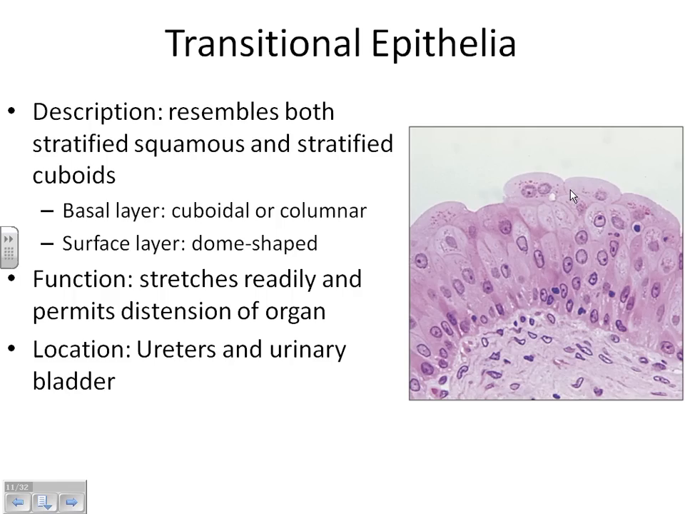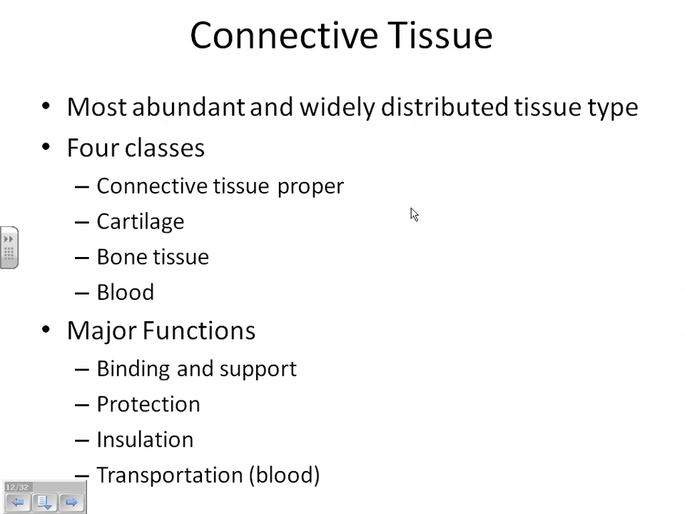You will learn in A&P 2, absolutely nothing happens to your urine when it's in your bladder. It's just sitting there. Okay? All these cells are doing is stretching to hold the area. Okay? All right. So that's all for epithelial tissue.